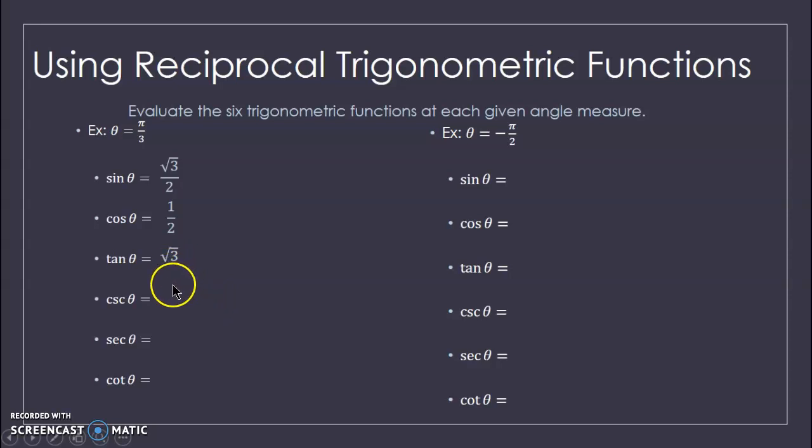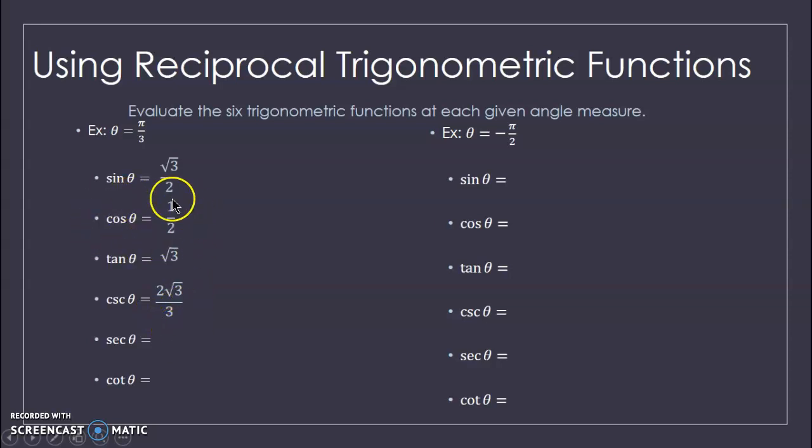Well, in order to get the cosecant, secant, and cotangent for theta equal to pi over 3, cosecant matches with sine. So I'm going to take this and flip it, and I'm going to get 2 over the square root of 3. And I need to rationalize that. So 2 over the square root of 3, multiply top and bottom by the square root of 3, I get 2 square root of 3 over 3.